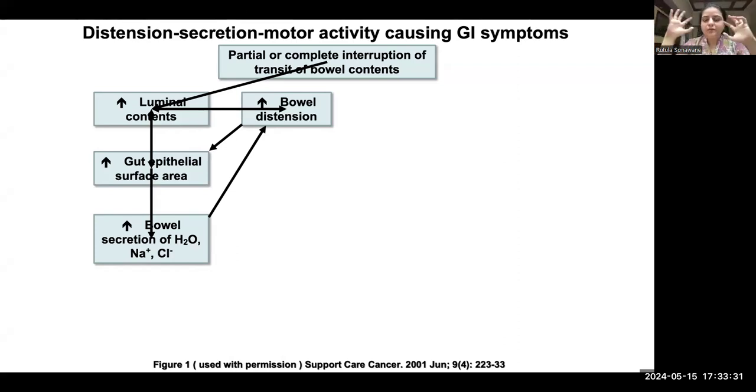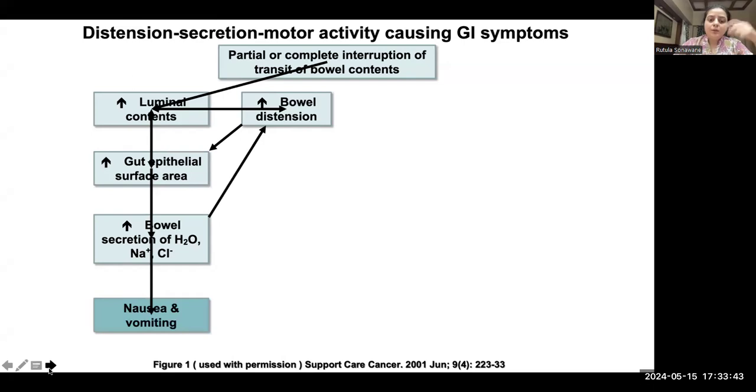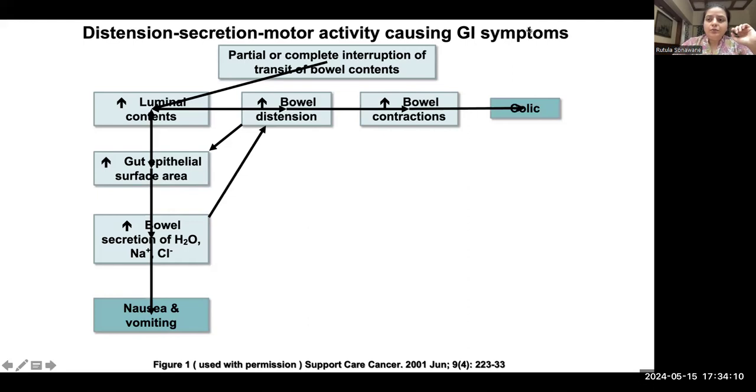So we were getting to that because of the increased surface area, the bowel secretions are also increasing, which in effect would again increase the bowel distension, right? Now, because all these contents are getting accumulated in your gut with no way to pass out, the pressure increases and you feel nauseous and you might vomit as well. Because of the distension and increasing luminal content, your peristaltic movement also increases. So there are bowel contractions, which would lead to pain, your colicky abdominal pain, right?